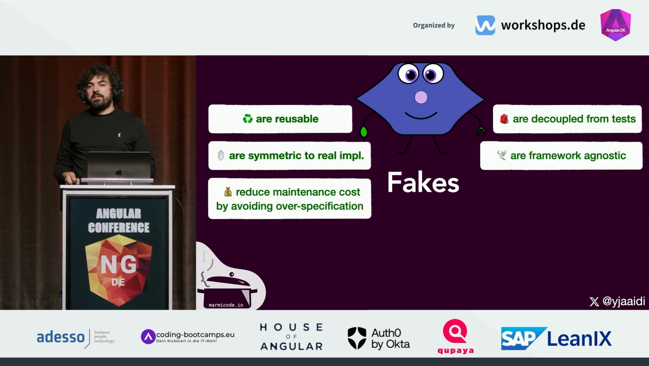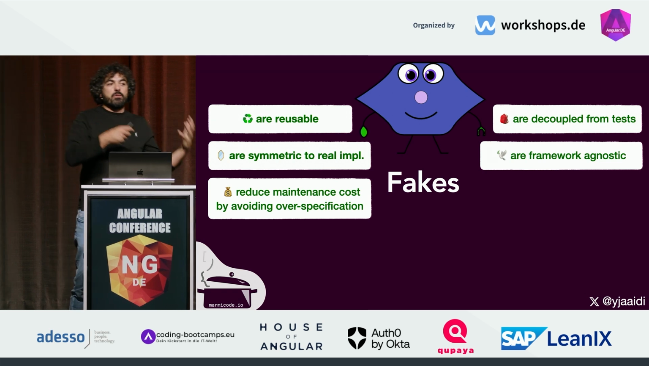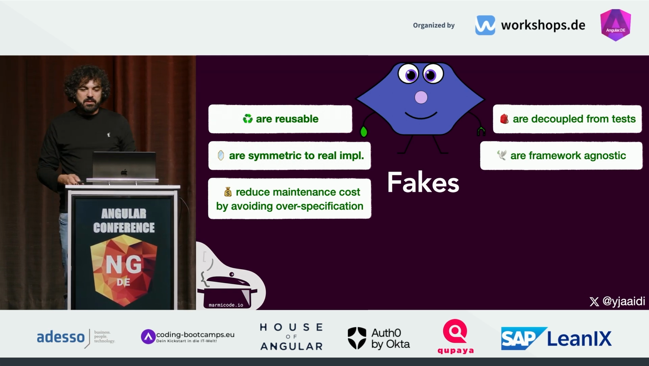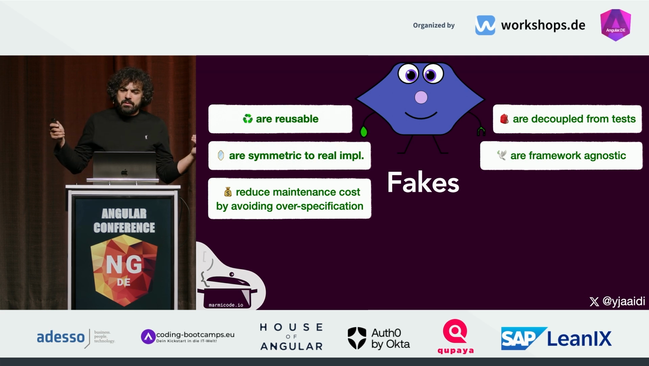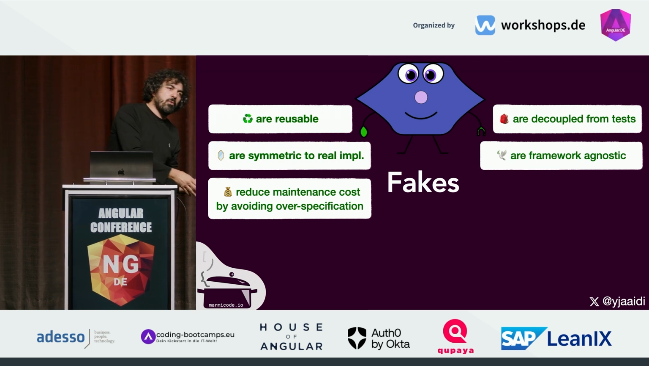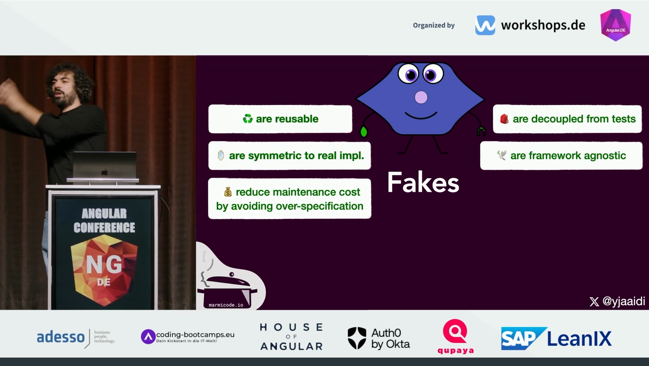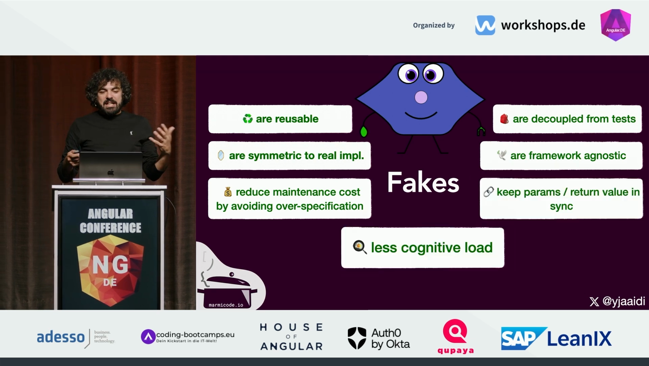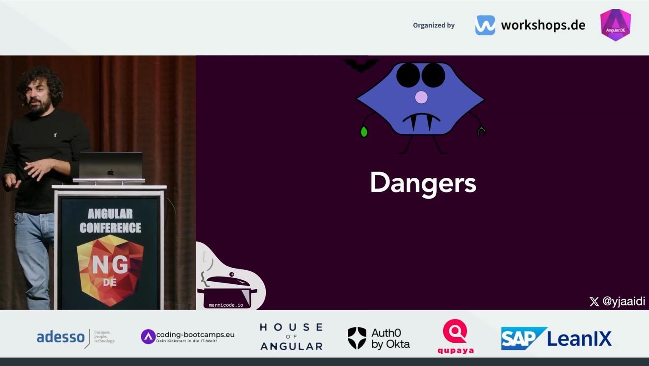They reduce the maintenance cost by avoiding what we call overspecification, when your tests are too coupled to the implementation details. And they will always keep the parameters and the return values in sync. You don't check the parameters somewhere or the arguments you received somewhere, and have the stubs value somewhere else. And it's less cognitive load at the end, but there are dangers.